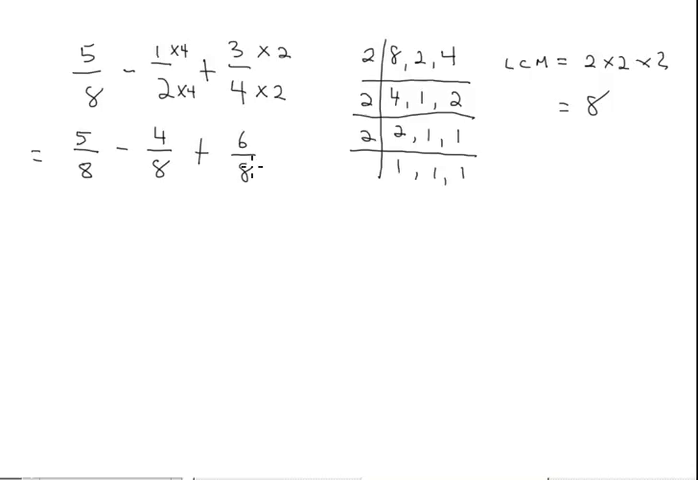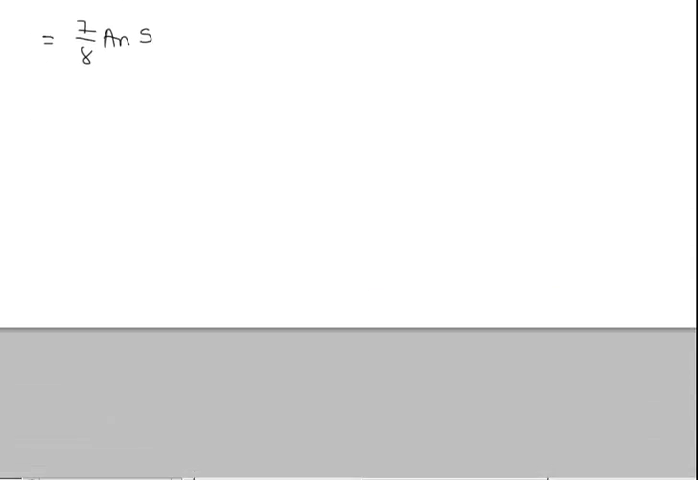Now the denominators are all common, the same, and we can start to work from left to right. By this, I mean 5 minus 4 first. Take 5 minus 4, which is 1 over 8, and then plus 6 over 8. This will give us 7 over 8, which is the answer. Now we're going to do another example. It's going to be a division example.